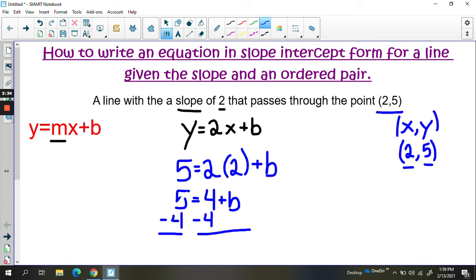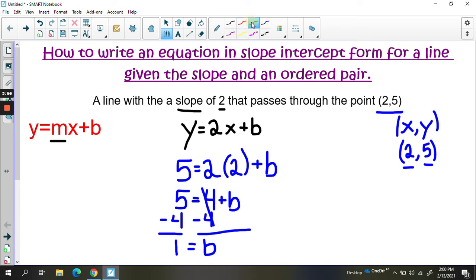On our left side of our equal sign, 5 minus 4 is going to give us 1. On our right side, 4 minus 4 cancels out, leaving you with 0. So you don't need to write that 0. And then you're just going to bring down the b. So we've now solved that b equals 1. So our y-intercept is 1.